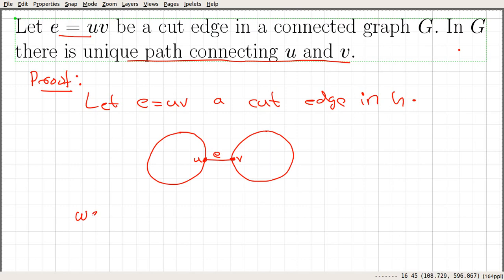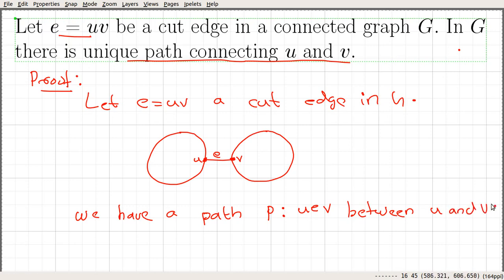Anyway, we have a path. Let's call that path P. Here the path starts at U, uses this edge and goes to V, between vertices U and V. What remains is that we have to prove that this path P is unique.